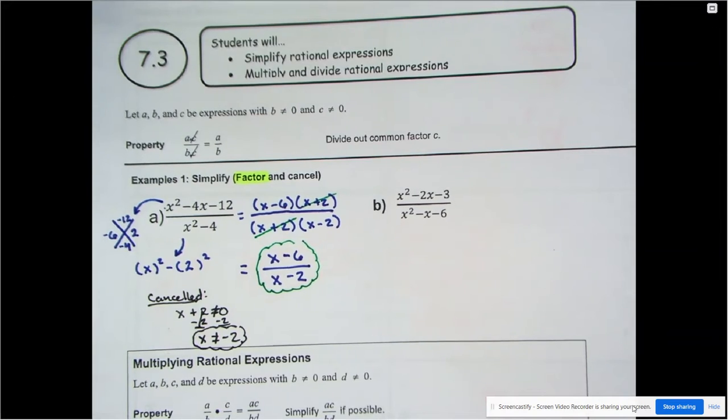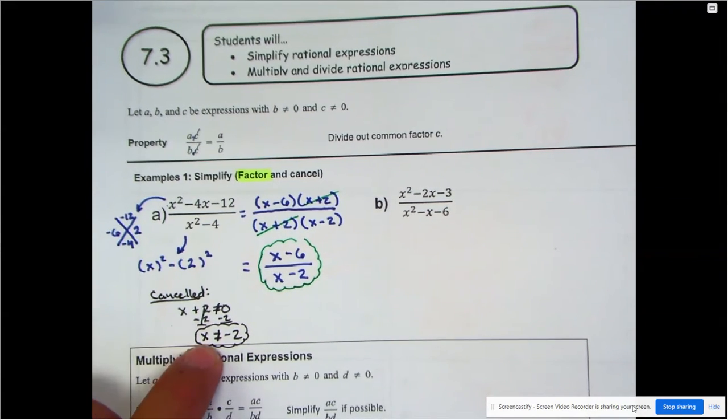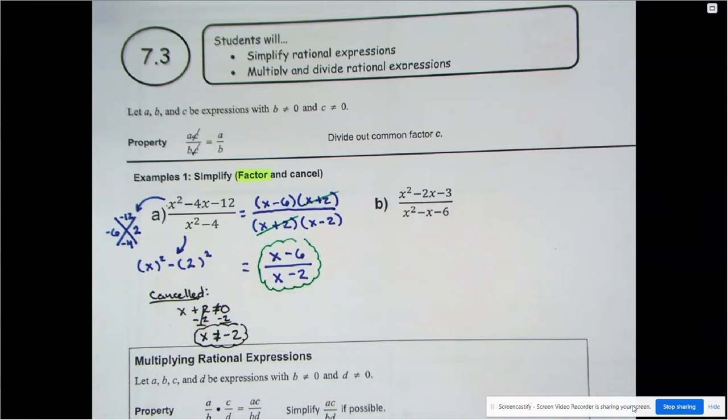By canceling out, if I were to graph this thing, it would show us a graph with a hole in it. There would be a little hole in it right at that value. But we'll talk more about that once I'm back in class.